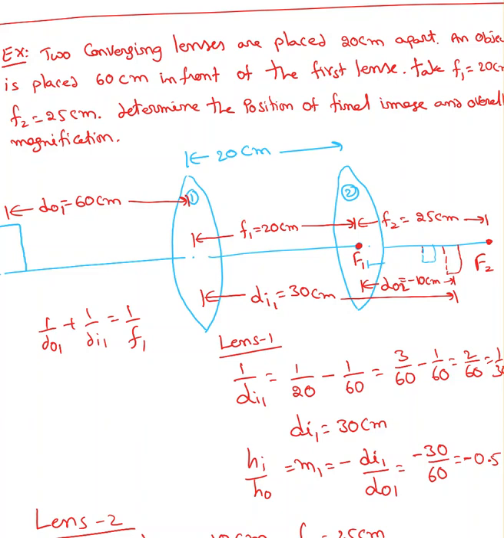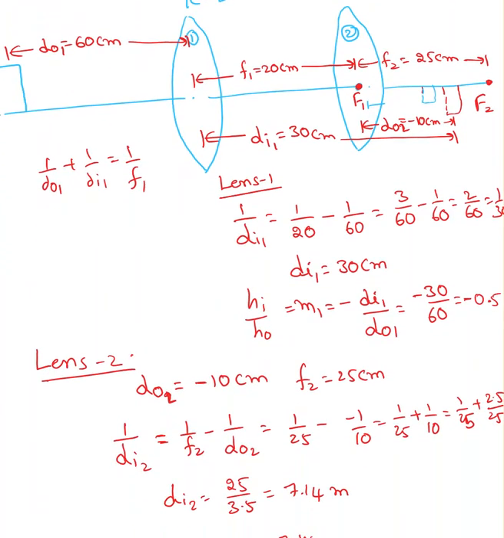Now the important point for lens 2 is that the image of the first lens is the same as the object of the second lens. So the second lens object is the image of the first lens. The d02, which is object 2, is supposed to be on the left hand side of the lens, so it's supposed to be here. If it is on this side, we'll take that as positive. It's behind the lens, so that's the reason I end up taking that as negative 10 centimeters.